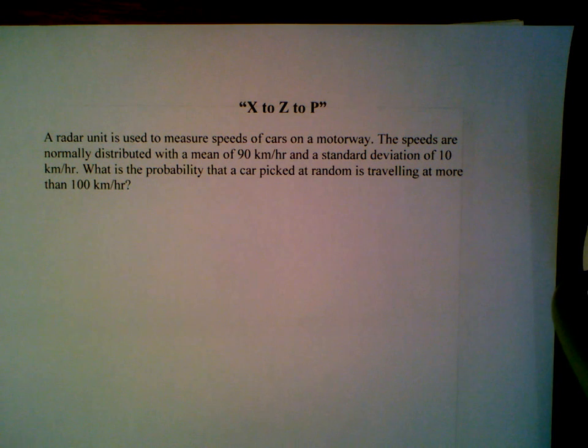A radar unit is used to measure speeds of cars on a motorway. The speeds are normally distributed with a mean of 90 km per hour and a standard deviation of 10 km per hour. What is the probability that a car picked at random is traveling at more than 100 km per hour?